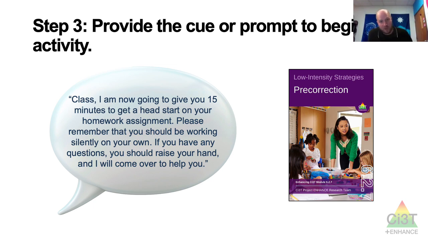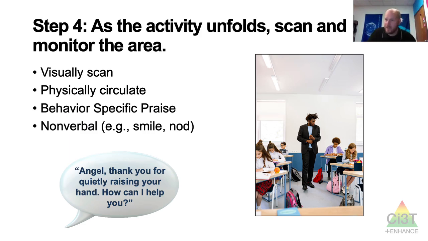Let's review what it looks like to be successful doing your independent work time. A, B, C, and D, lay it all out, and then you'll be ready to go. And then as the activity is unfolding, you're going to be scanning and monitoring the area. So you're visually scanning, moving your body around the classroom, offering behavior specific praise, providing nonverbal feedback for kids, just sort of moving about, scanning and monitoring the area. You're looking for things. You're keeping your eyes peeled for student behaviors.